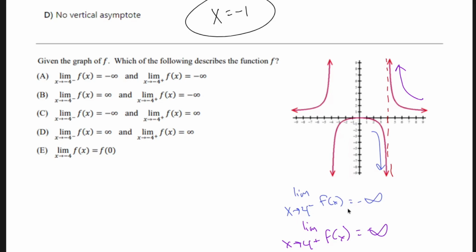So from the left is negative, from the right is positive. From the left is negative, from the right is negative? No. From the left is positive? No. From the left is negative, from the right is positive. Cha-ching. From the left is positive? No. And the limit as x approaches -4 of f of x is 0. That's just basically saying as you go to -4 from any direction, you're going to hit 0. That's not possible. Is f of 0 undefined, which means if you plug in 0, it'll be undefined? No, that's just, no. Stop it.